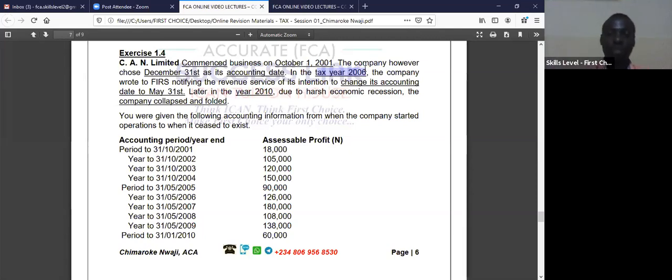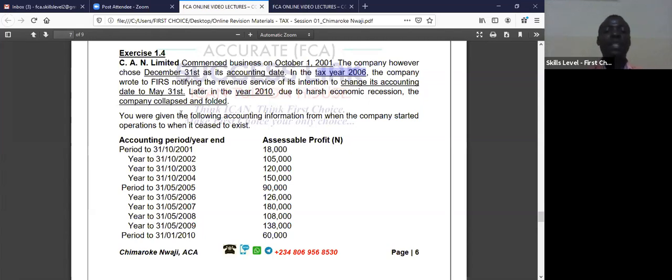So you need 26, 27, 28. In the commencement rule, you need 21, 22, 23. Now in the change of accounting date, you need 206, 207, 28. Later in the year 2010, due to harsh economic recession, the company collapsed and folded. So 2010 is your ultimate year. Count back, it means 2009 will be your penultimate year. So if I were you, I would just be scribbling those things down as a notation on my question paper.